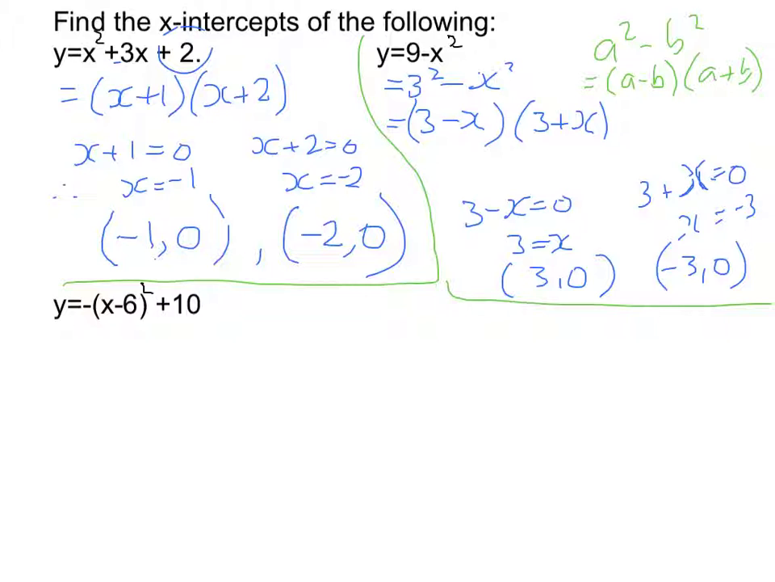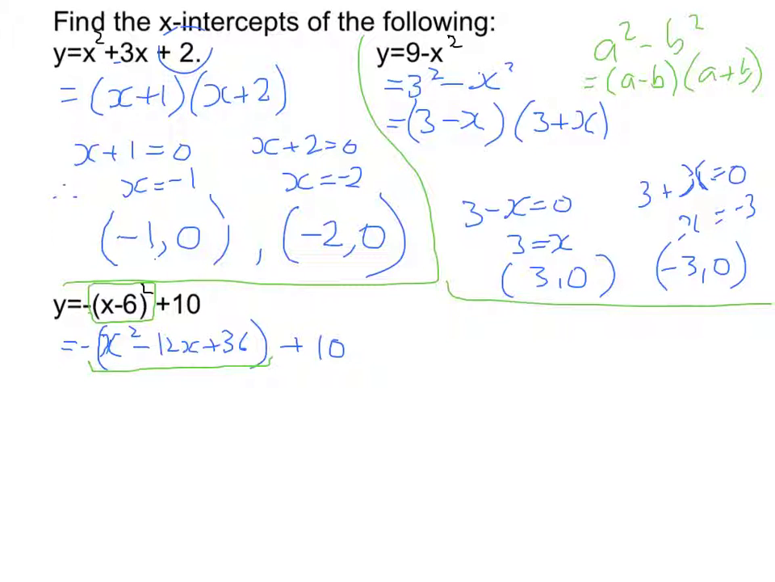And for the third one of these, what I'm going to do is expand out this first bracket. So y will be equal to negative, x take 6 squared, so it'll be negative x squared, take away 2 times 6 is 12x, plus 36, and then plus 10. So that first bracket, this bit here, is just the expansion of that.